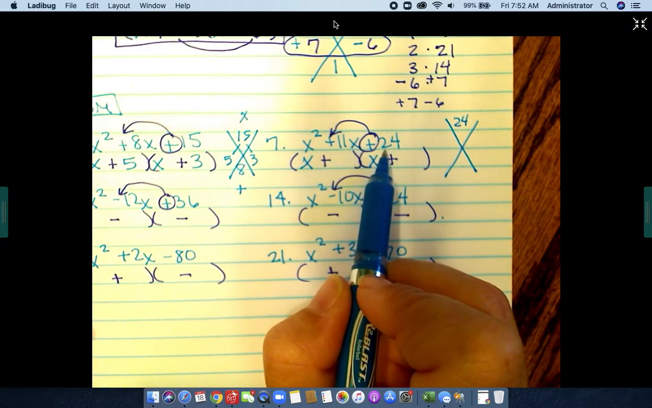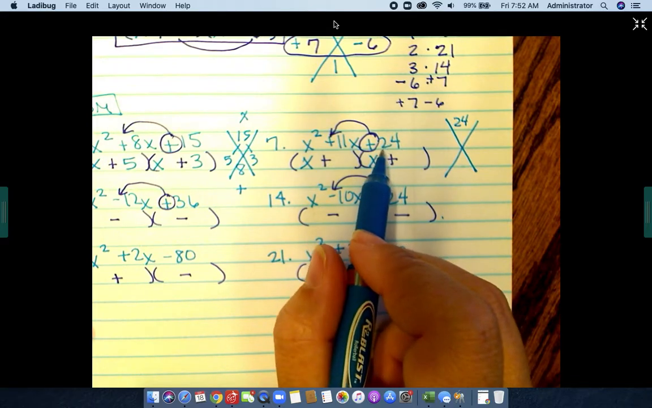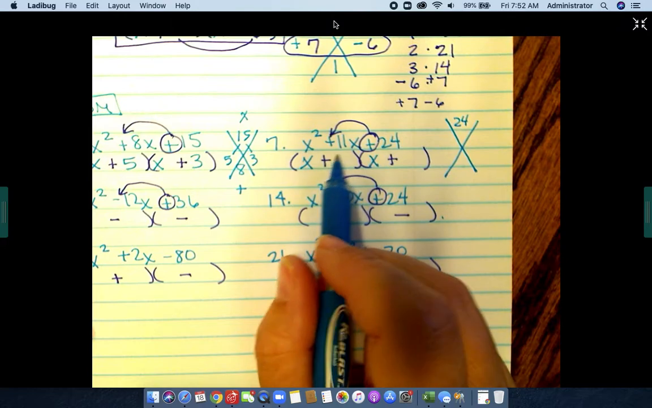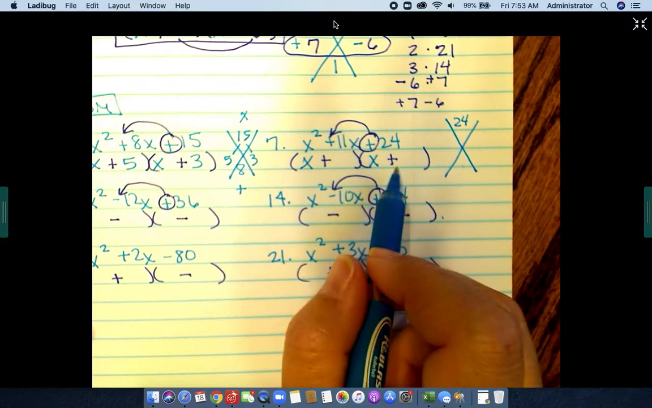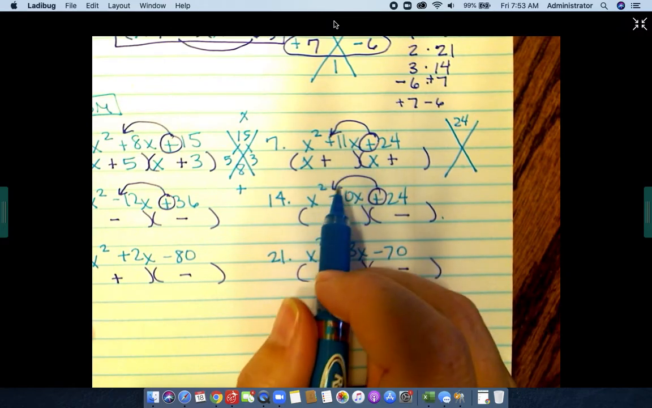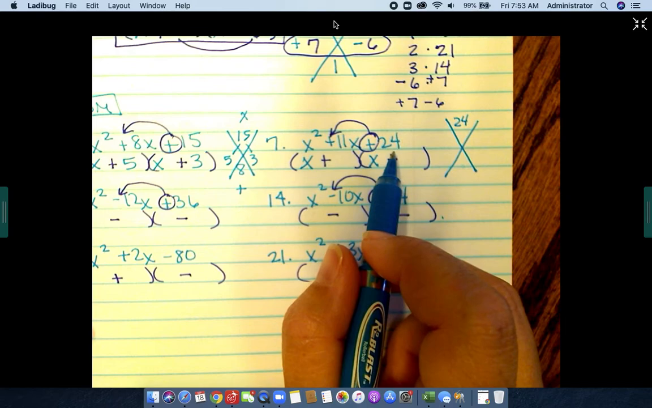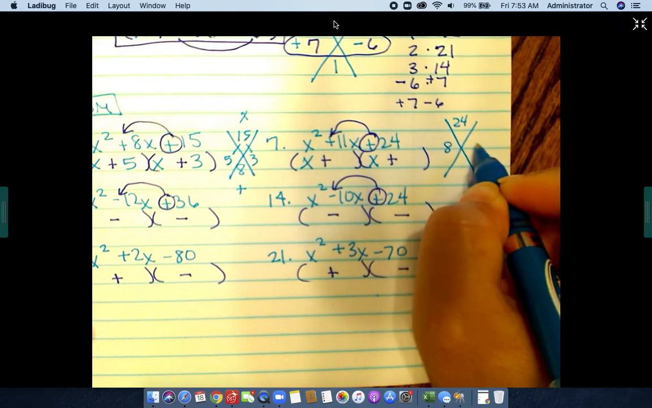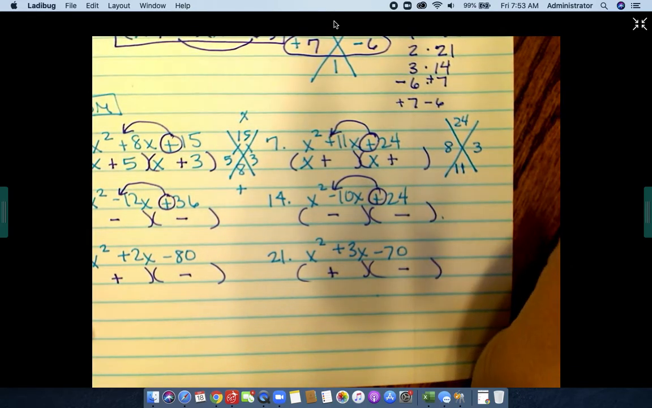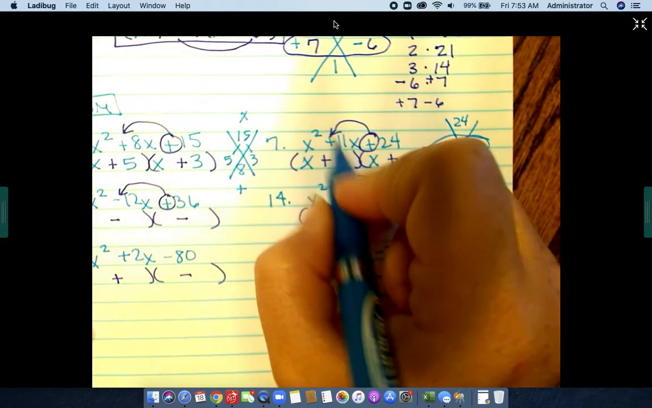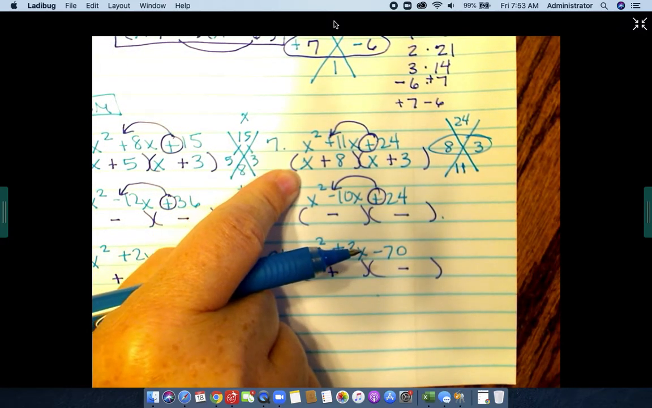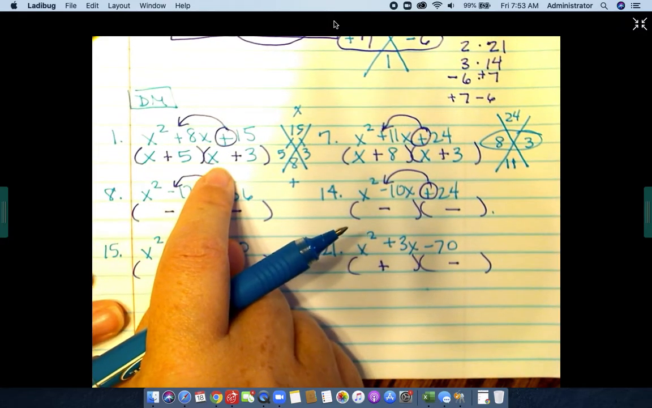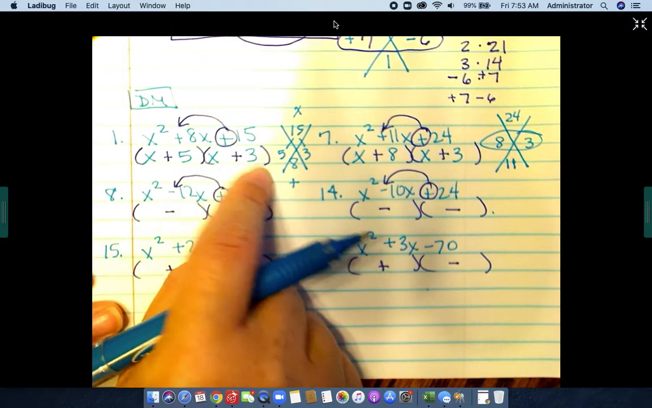So we've got 1 and 24, but 1 and 24 makes 25. We've got 2 and 12, but that makes 14. I'm trying to get 11. We have 6 and 4, but 6 plus 4 is not 11, it's 10. And 8 and 3. 8 and 3 add to give us 11. So it's going to be 8 and 3. And again, we can type this problem into Y1, our answer into Y2, and check. So some of them are going to be super obvious, like for 15, 5 and 3 give us 8.